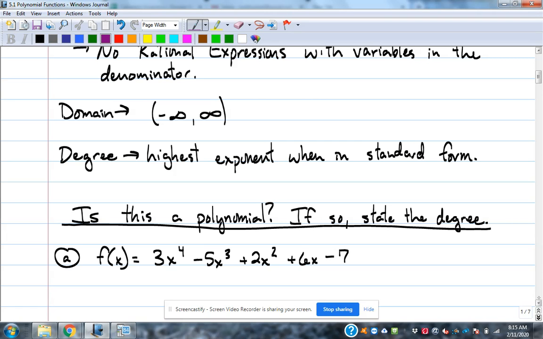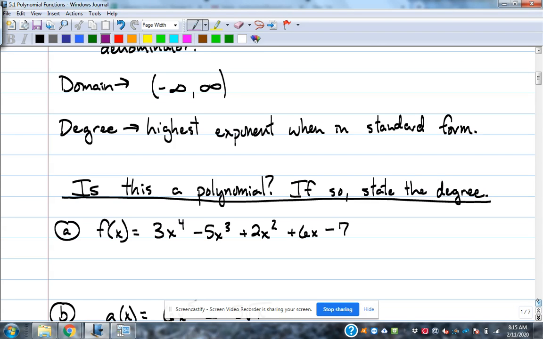But anyway, here we have a function, and it's written in descending order, which is standard form for a polynomial. Got x to the fourth, then x to the third, then x squared, then plain x, and then a constant. So look at the exponents on the variables. The requirement is that they're not negative and they're not fractions.